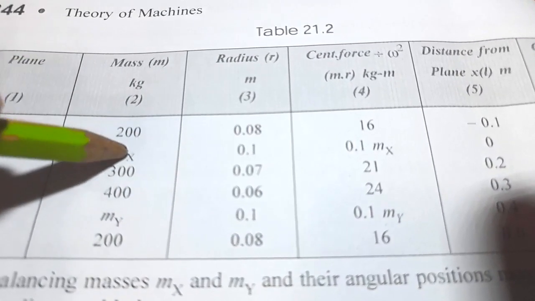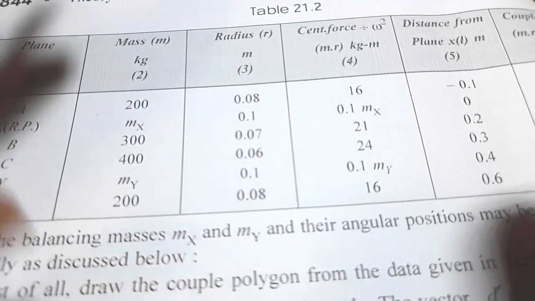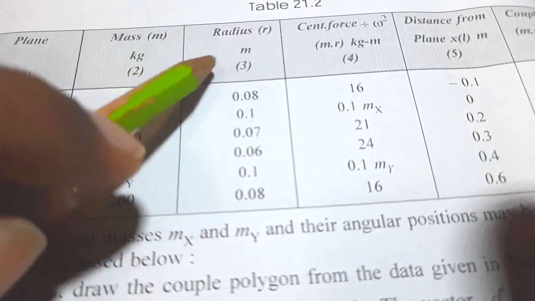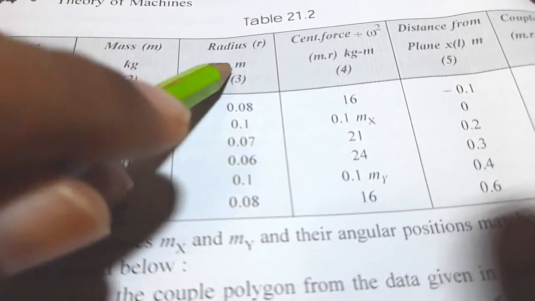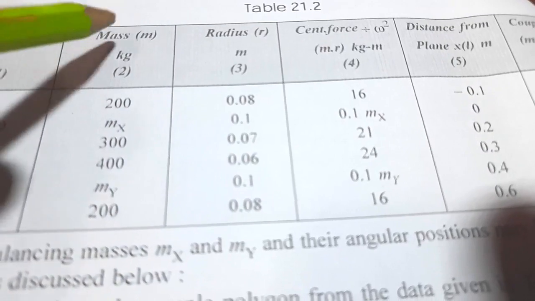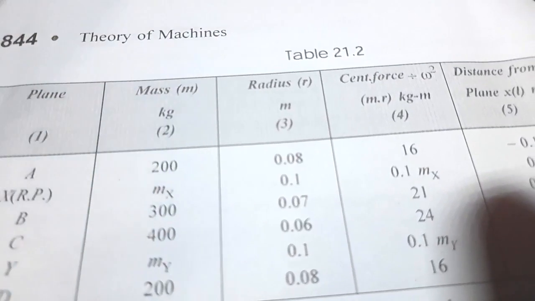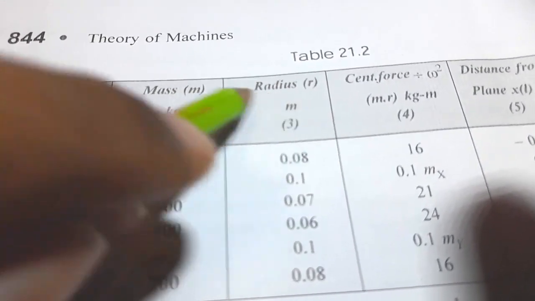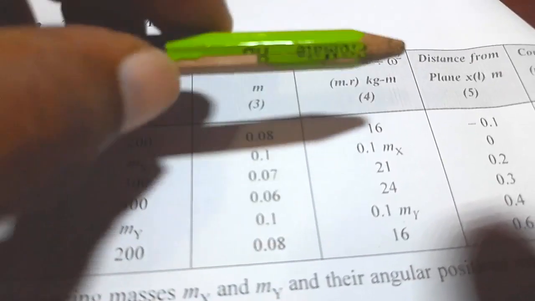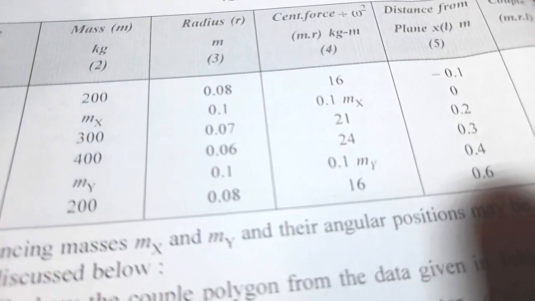So once m is known, here what is m? Be very careful. Here m is mass, and the unit is kilogram. Be very careful about the units. This simple m denotes the mass, unit kilogram. Simple r denotes radius, unit meters. So here you have to get the multiple of the mass and the crank radius. So 200 into 0.08 is 16. Mx into the crank radius is this much.